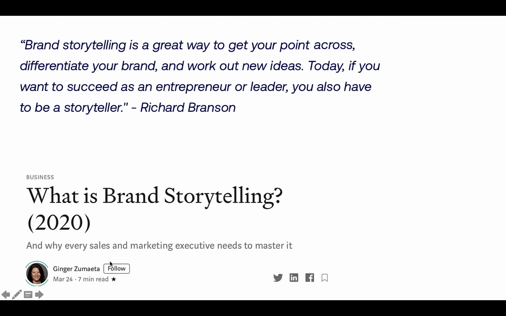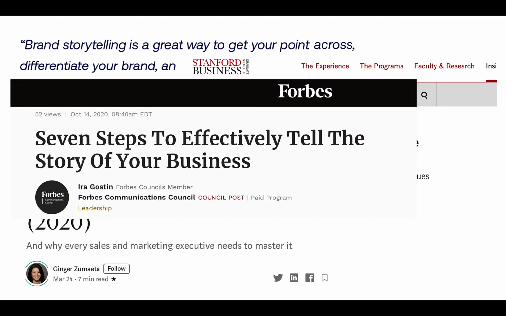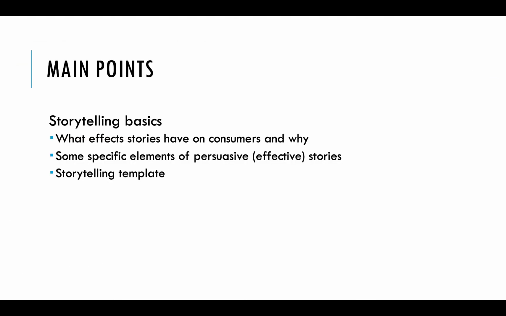And these are a few headlines pulled from business publications like Forbes: What is Brand Storytelling 2020, Why Every Sales and Marketing Executive Needs to Master It. This is from Stanford Business, Strong Signature Stories Can Shape More Than a Company's Brand. Another article from Forbes. So this is very topical and something that people have been talking about in a business space for over a decade now.